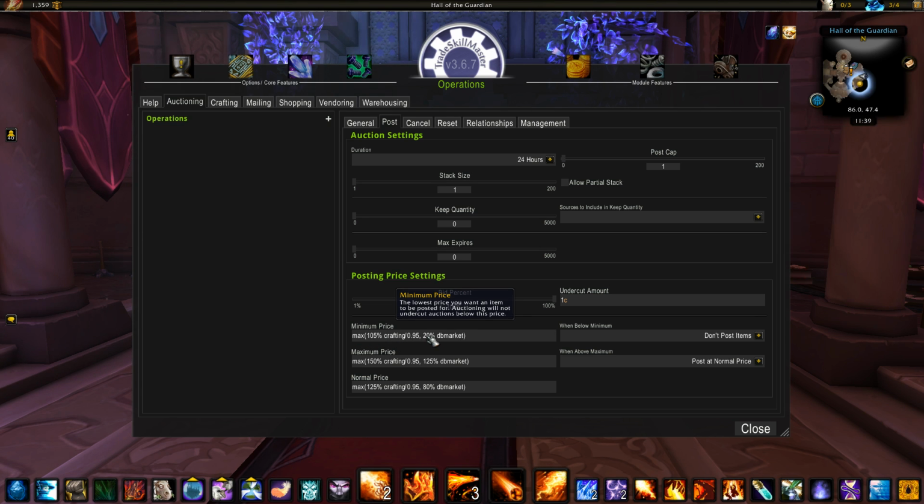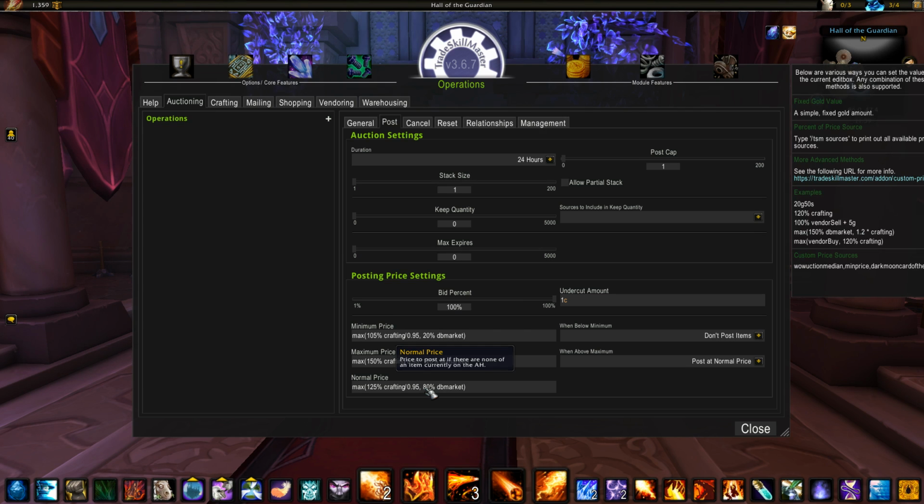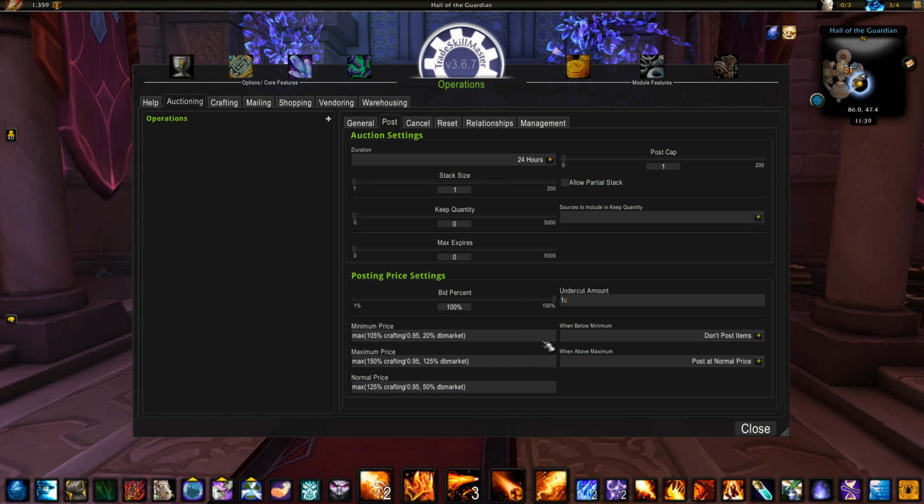And the same deal, you can still drop that down to 20. You can drop that down to 50. It would make it very, very competitive. You'd never lose any gold, and you'd always be selling stuff for more than crafting cost.